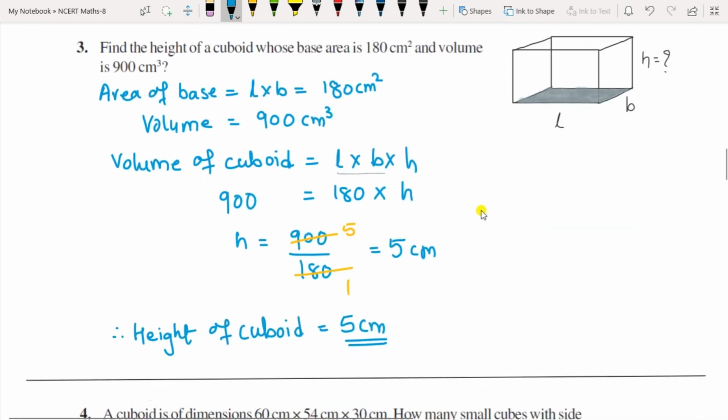Third question: here a cuboid is given, with length, breadth and height. The area of the base is given as 180 centimeter square. Area of the base means length into breadth, which is 180 centimeter square. The volume is given as 900 centimeter cube, and you have to find the height. Volume of cuboid is L into B into H, where L into B is 180. You have to find H. So H equals 900 upon 180, that gives 5 centimeters. That is the height of the cuboid.